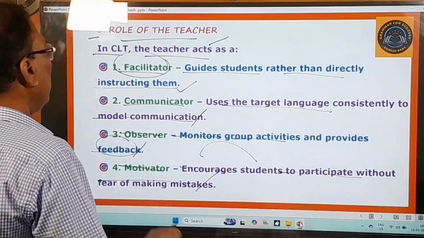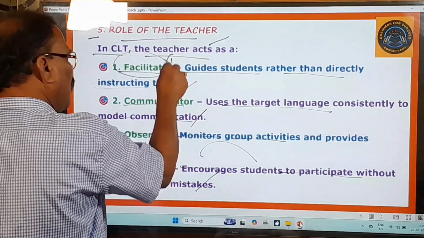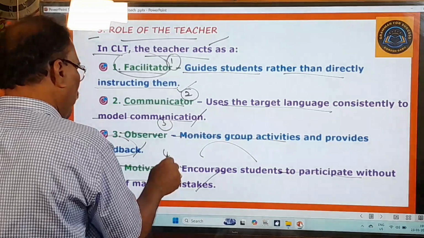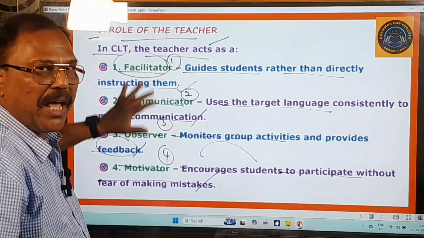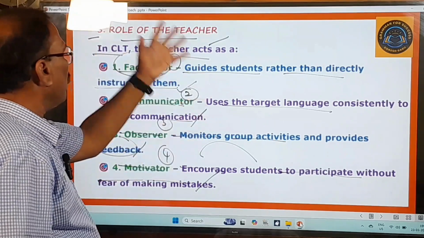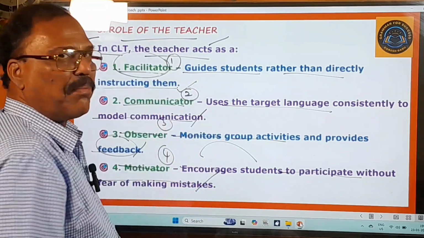On the whole, the teacher in this CLT classroom will be acting as a facilitator, number 1, communicator, number 2, observer, number 3, motivator. So the teacher will be acting these 4 roles in the classroom. So this is all about the role of the teacher in the CLT classroom. And now you move on to learn other important things.